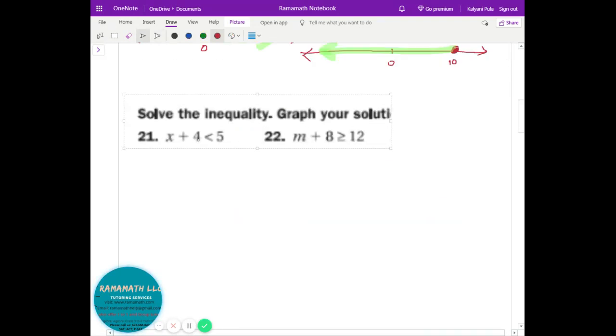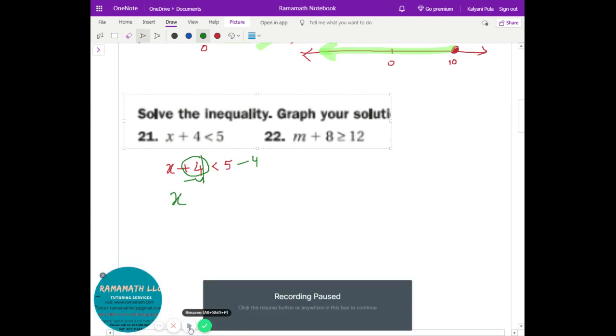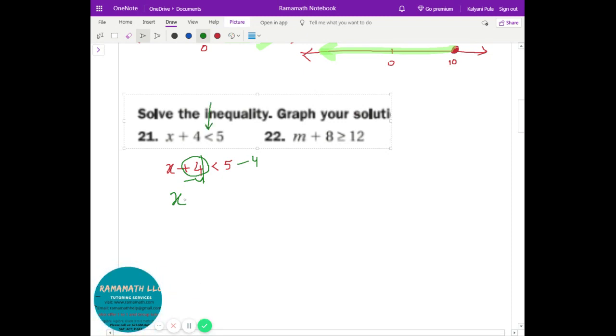So the first one, x plus 4 is less than 5. Since x is already here, I want to keep the x on this side and the constants, the numbers, on the other side. So you see this plus 4, I'm going to take away 4. Okay, does that make sense? You keep the sign the same. So x will be there, and then the less than symbol will come. But since it is positive, you go to the other side, so we minus. So it's 5 minus 4, that's going to be 1.